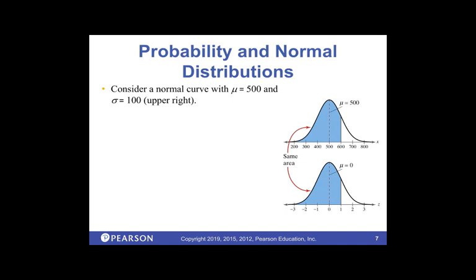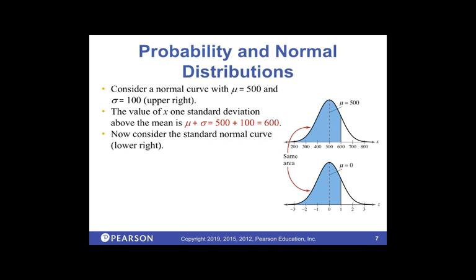So consider a normal curve with an average of 500 and a standard deviation of 100 in the upper right. The value of x, one standard deviation above the mean, is going to be mu plus standard deviation. So 500 plus 100 is going to be 600, right?